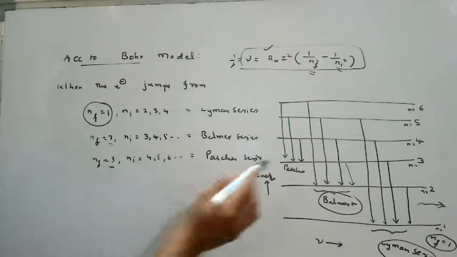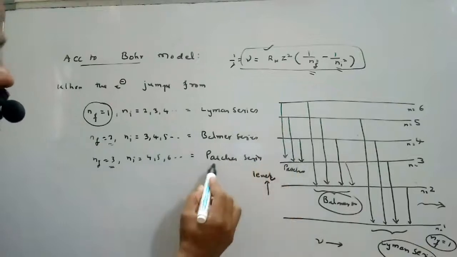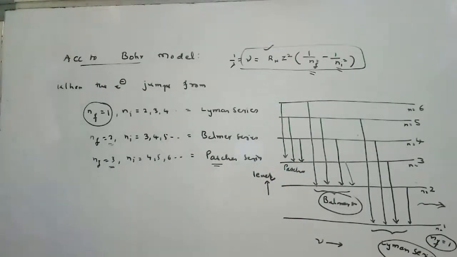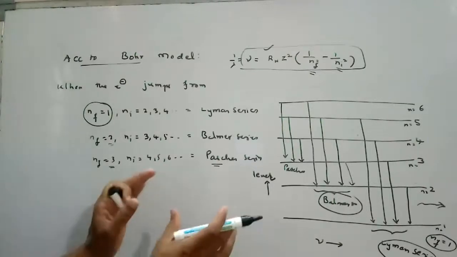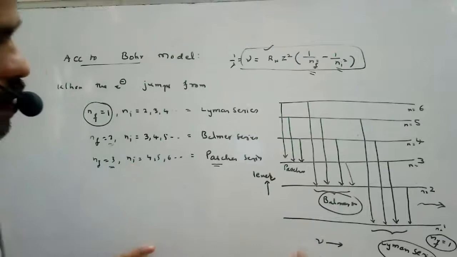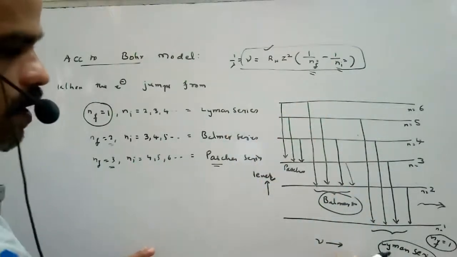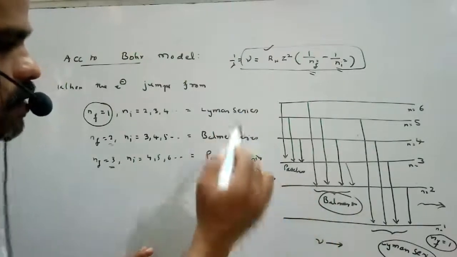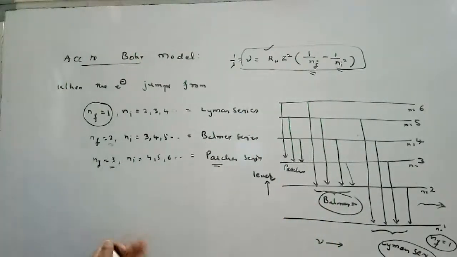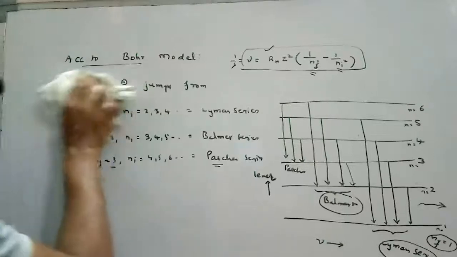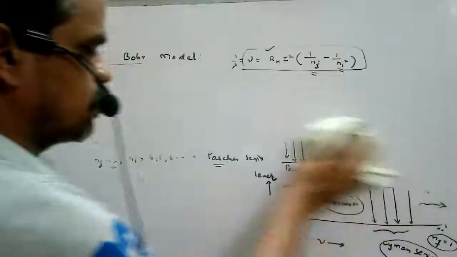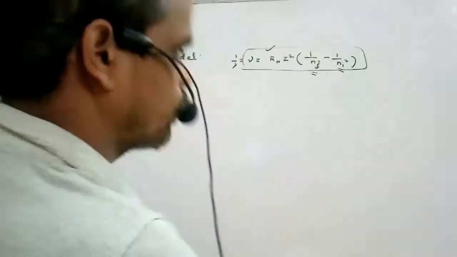Next, if the electron comes from higher level to third level, then the series we call Paschen series. So like this, according to Bohr model, the electron jumps from one energy level to another energy level, then Lyman, Balmer, Paschen, then Pfund series will form. So we discussed the spectra of the series. Now I want to discuss some properties of these series.